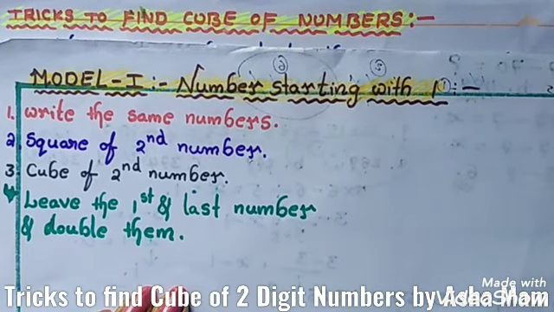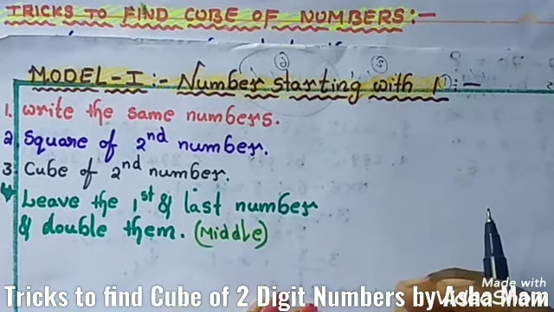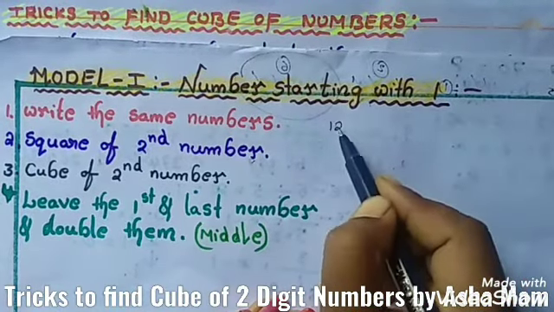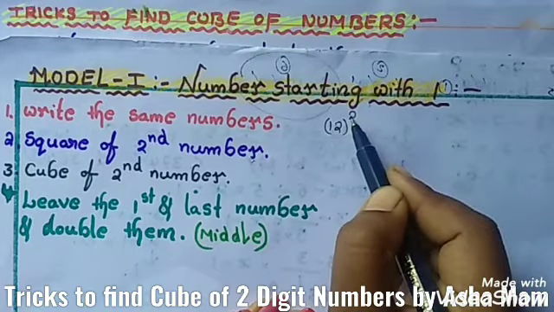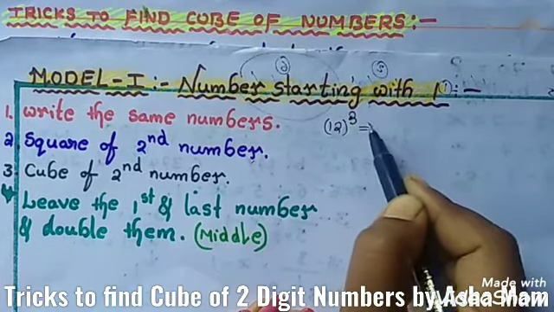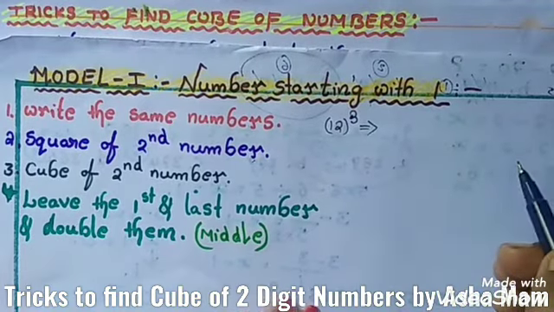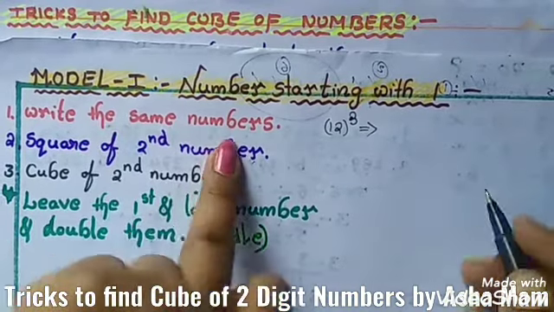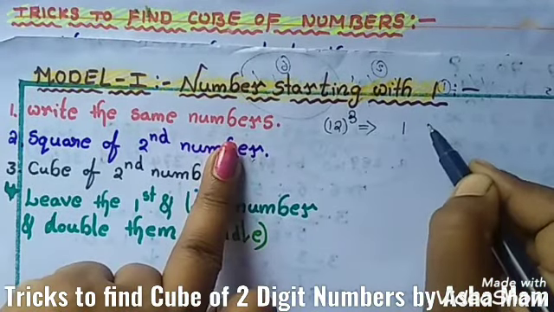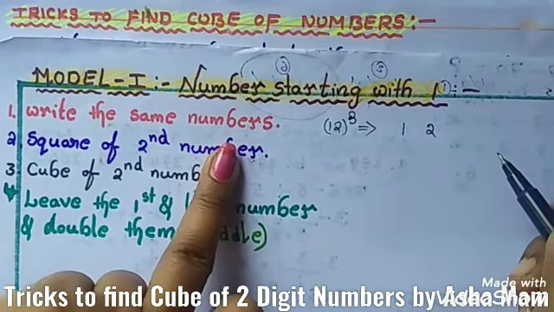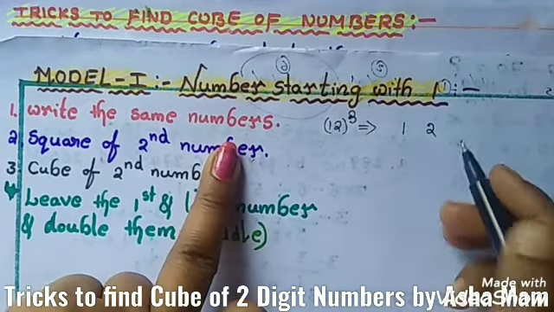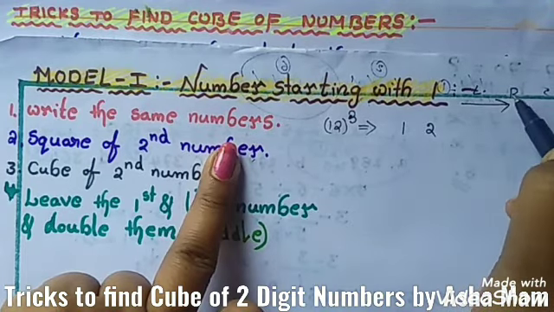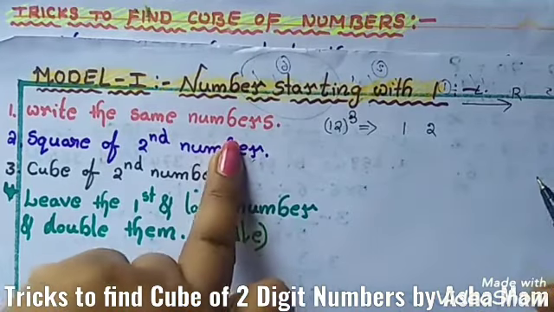Let us see now with an example. For a number starting with 1, here is the example, 12 cube. This is a cube of a number. First of all, in the first step, write the same numbers, here 1 and 2, the same numbers I have written, and this should be, students, left to right, here LHS, here RHS, so left to right you have to write those numbers.